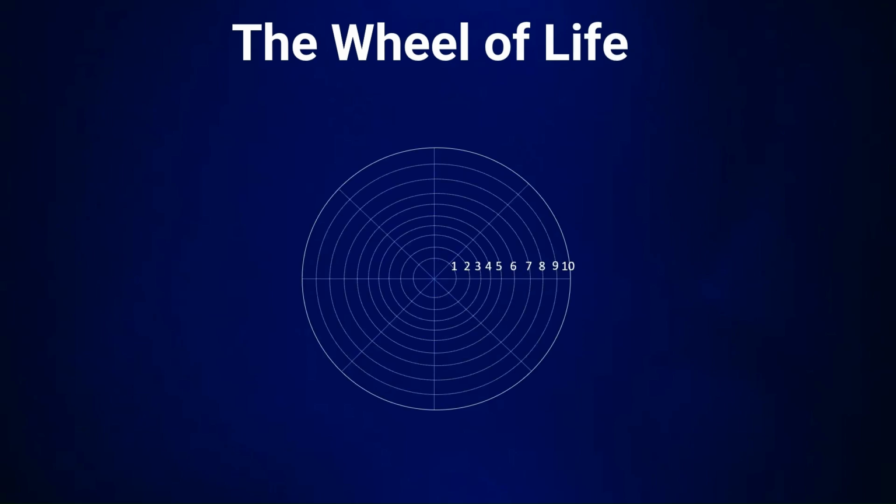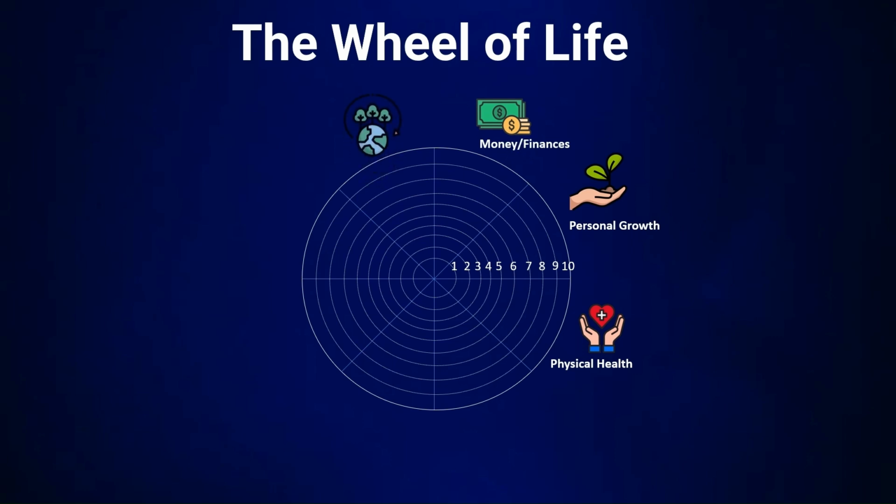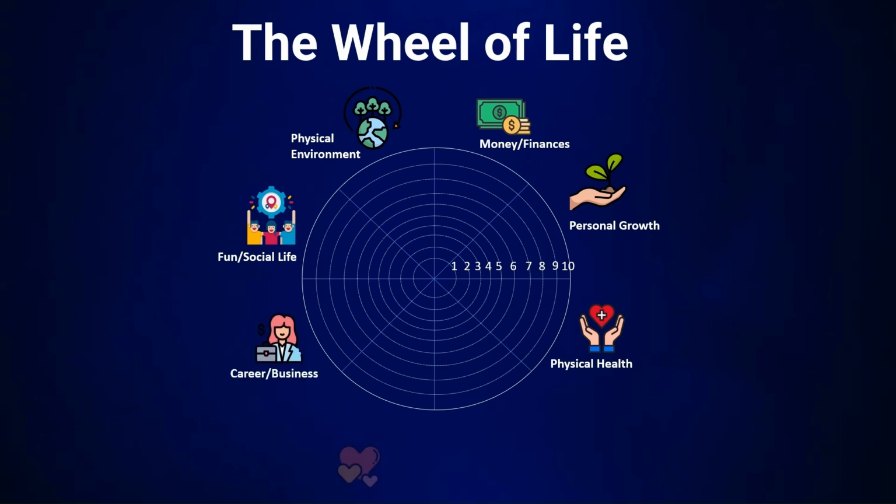The Wheel of Life, as shown in the picture, typically consists of 8 major sections, indicating the important areas of humans' life. These areas include health, personal growth, money or finances, physical environment, fun or social life, career or business, love or partner, and friends or family, in no fixed order. These 8 areas of life are a direct reflection of an individual's personal values. Therefore, the section labels can be different.